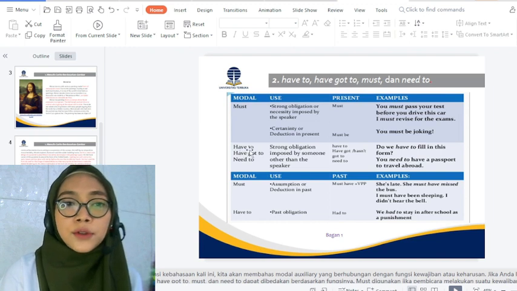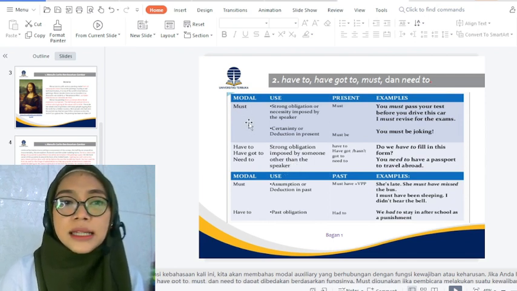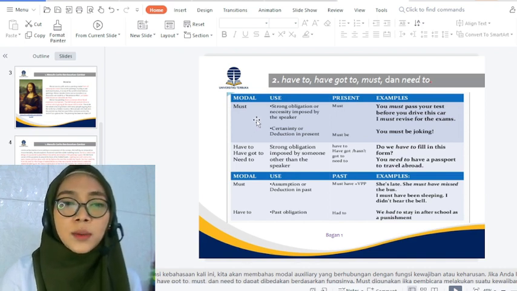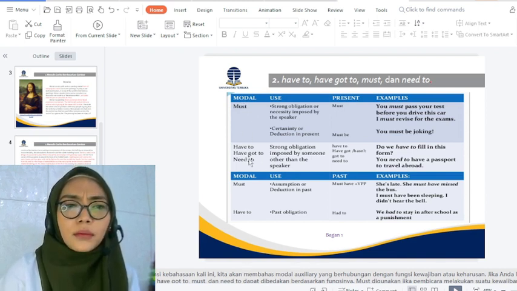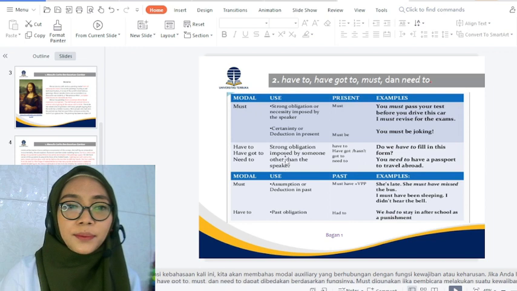When you use have to, it indicates strong obligation imposed by someone other than the speaker. So when you use must, it refers to the obligation by you as the speaker. Or in another version, if you use have to, have got to, and need to, it means that it is a strong obligation but from the other person.